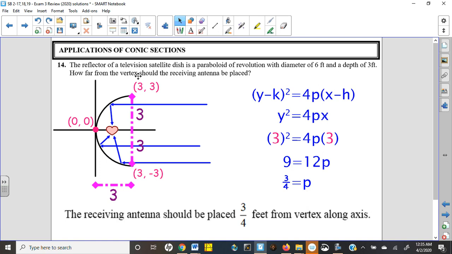This one was the parabolic or paraboloid problem, where the beams were bouncing off the dish and going straight to the focus. We used the general or standard form of the parabola with a point to figure it out.